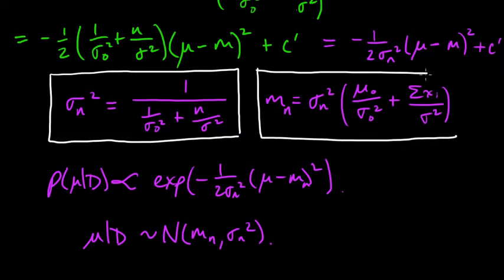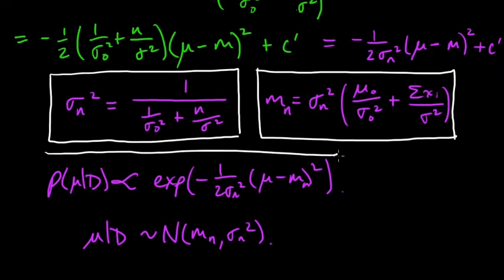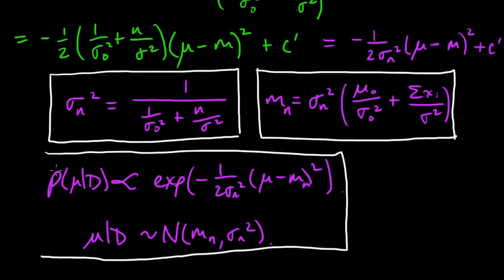So this shows that the posterior distribution for the mean of a univariate Gaussian, where we put a Gaussian prior on the mean, is also normal, and it has this mean and variance.